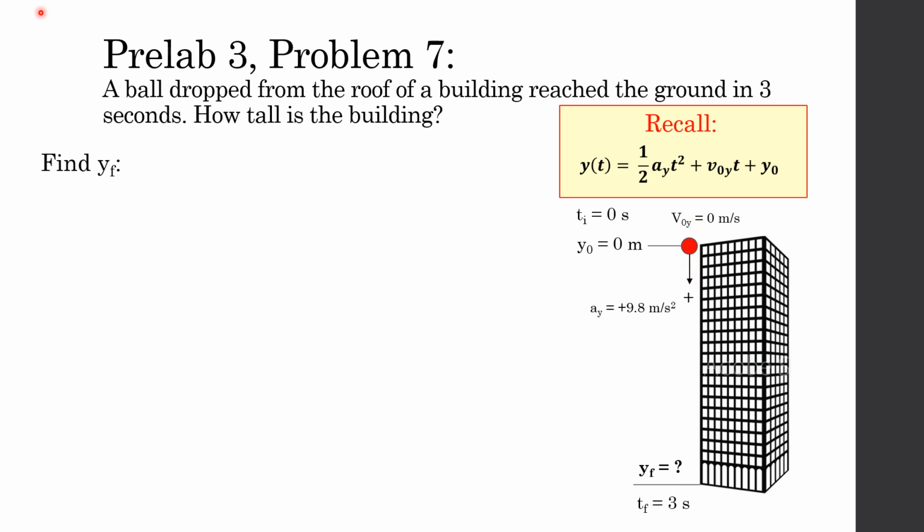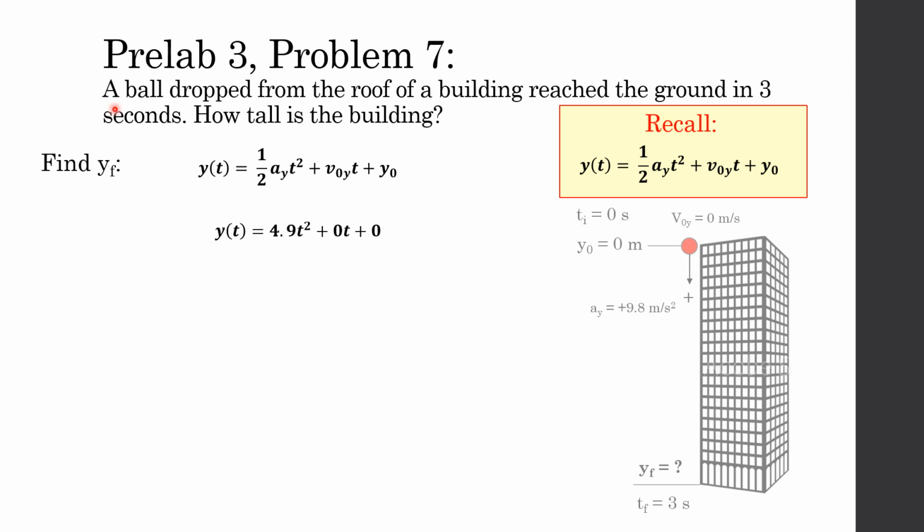All right, well, let's get down to business. So we have our position equation, we plug in the values that we know, right? 4.9t squared plus 0t, because our initial velocity is equal to 0, plus 0 because our starting height is also equal to 0. We can simplify that to just be 4.9t squared.